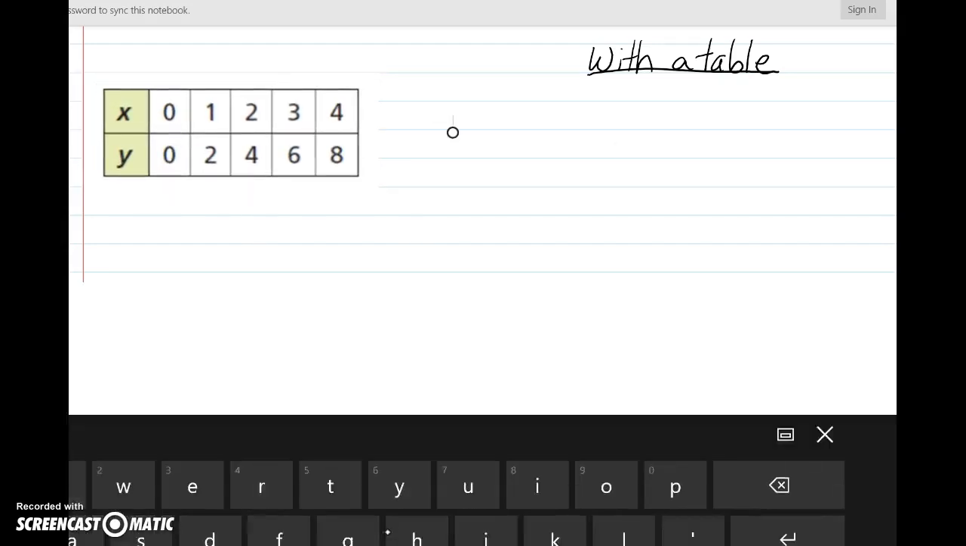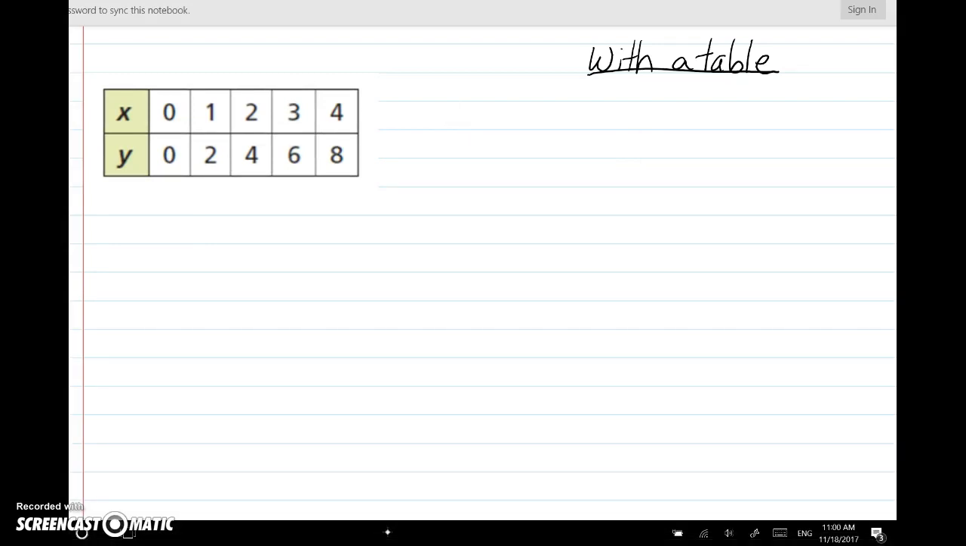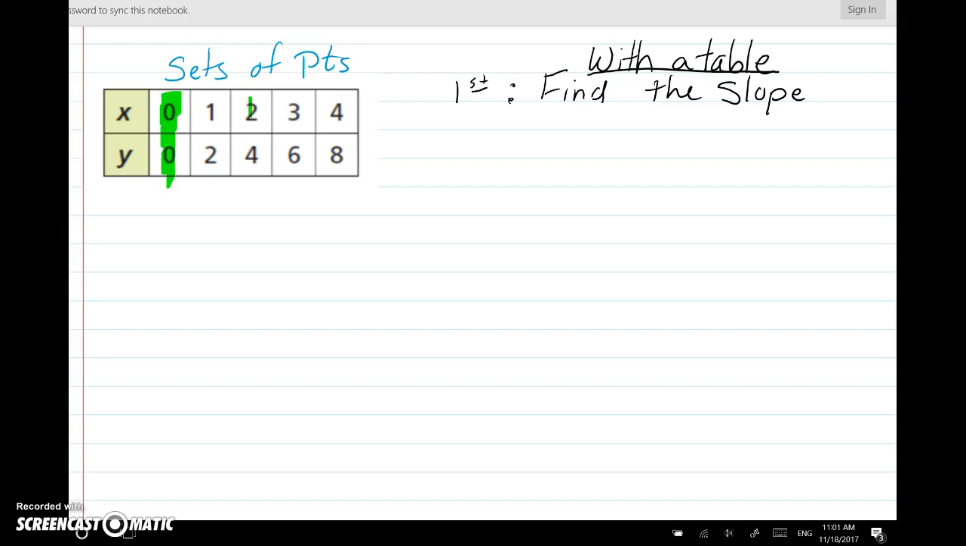Okay. So if I have a table, first thing I'm going to find is the slope. Now, here's the thing. These are actually sets of points, X and Y, and they go together. So 0, 0 is 1 point, 2, 4 is another point, 4, 8 is another point, as is 1, 2, and 3, 6. We have our X's and Y's.